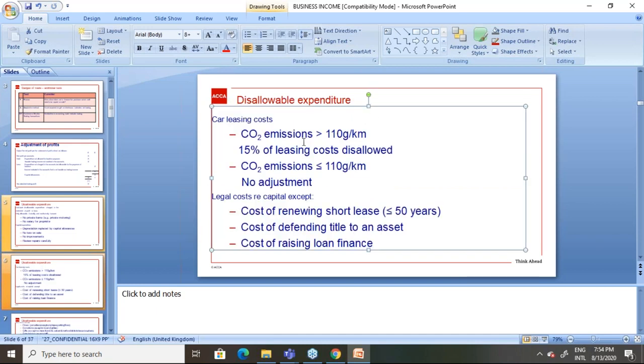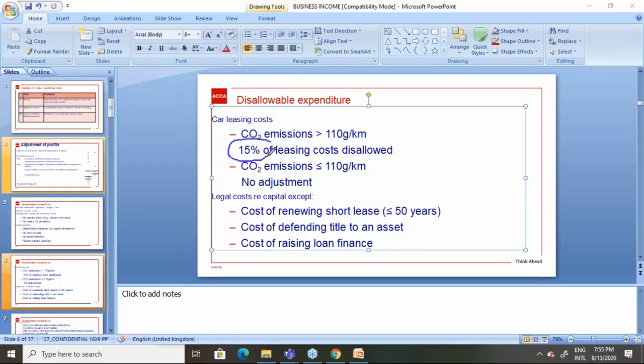Some of the other disallowable expenditure. If you have leased a car where you're paying the lease rental, and if the carbon dioxide emission of the car exceeds 110 grams per kilometer, that means a high emission car, then the total lease rental paid is not an allowable expenditure.